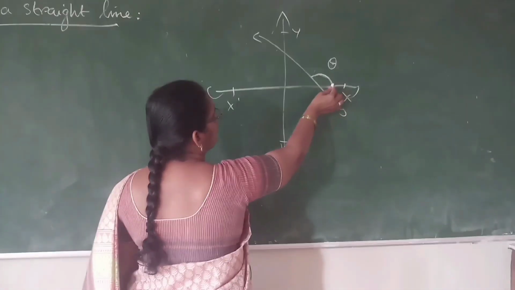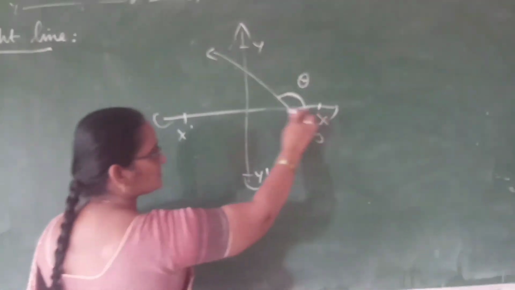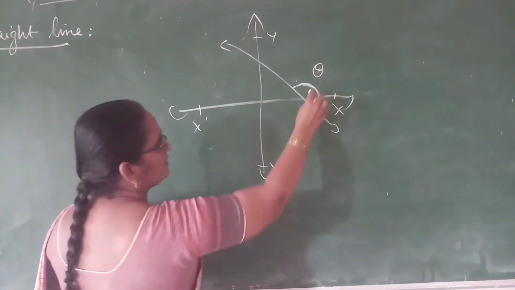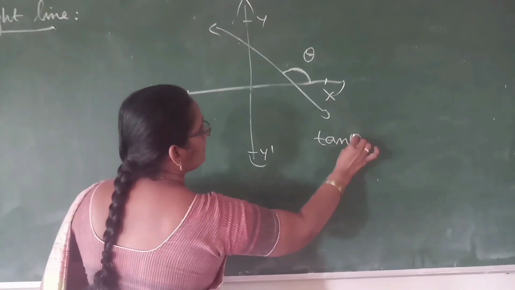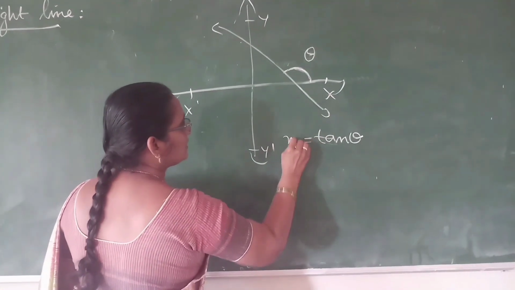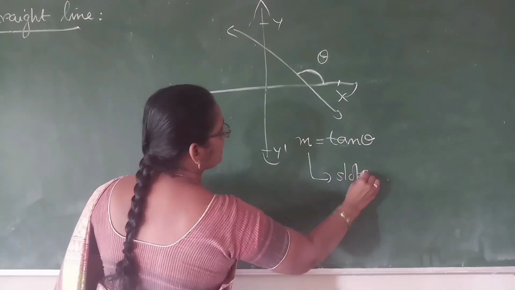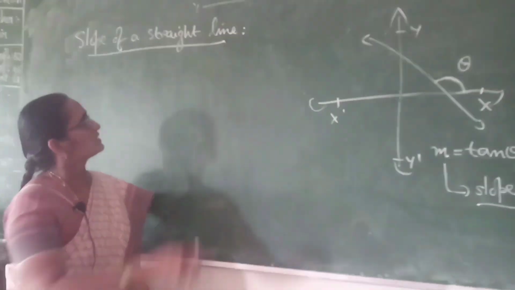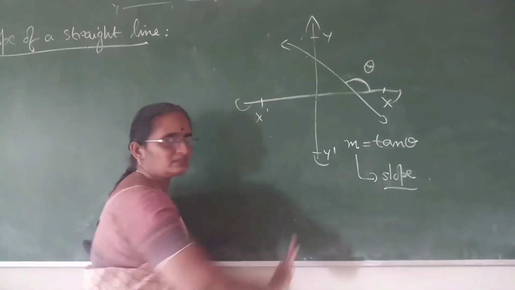It is making an angle theta with the x-axis, then we say it is the slope of the straight line. And here we will get it as tan theta. And this tan theta is nothing but equal to m. And this m is called the slope of the straight line. So m is equal to tan theta. So the slope of a straight line is represented by m.